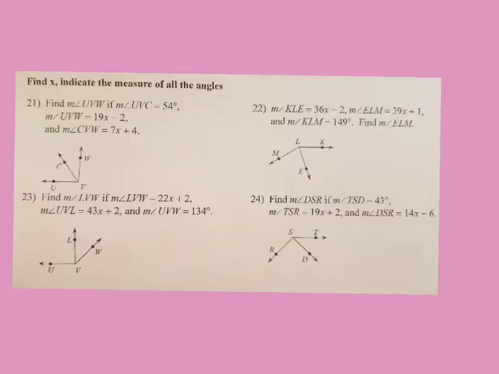Alright, for 21 through 24, I told you guys it's about the angle addition postulate, which means that each of the pieces add up to the whole thing. So I always tell you guys the first thing you should find is the whole thing. So I'm going to be looking for UVW or WVU. UVW is 19x minus 2. I always find the biggest piece first because then I get to put UVW equals 19x minus 2.